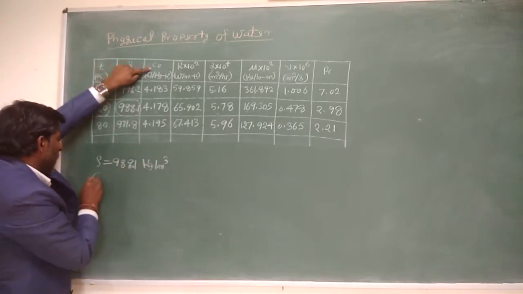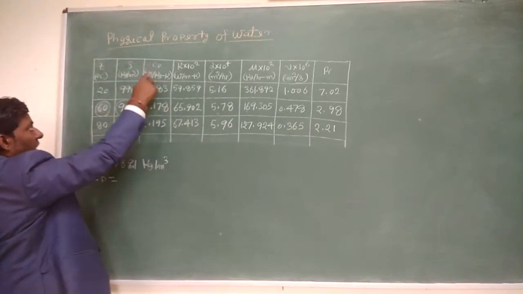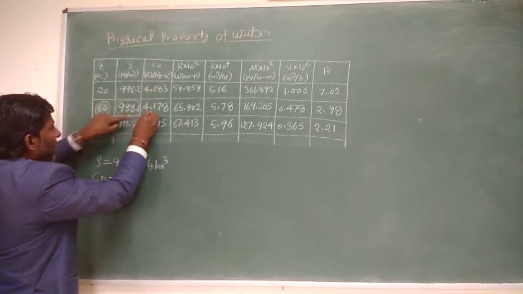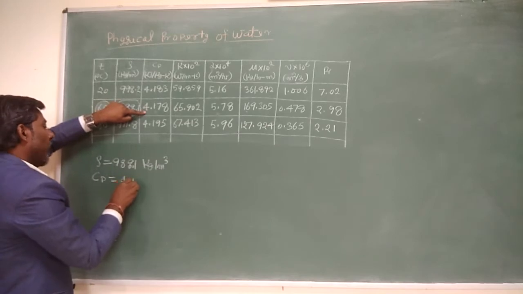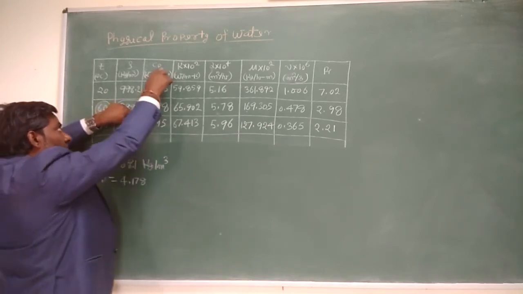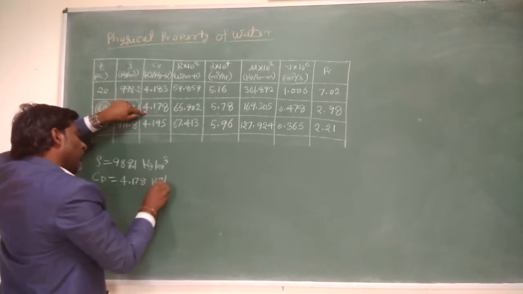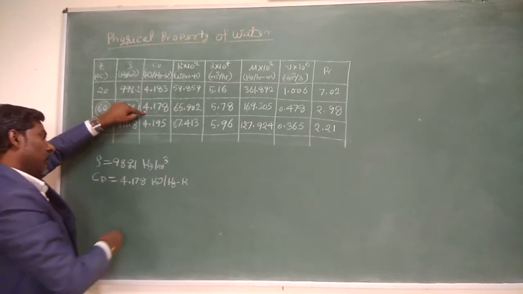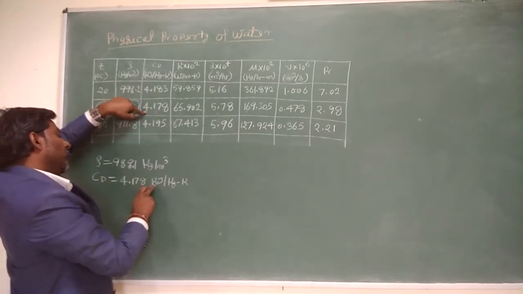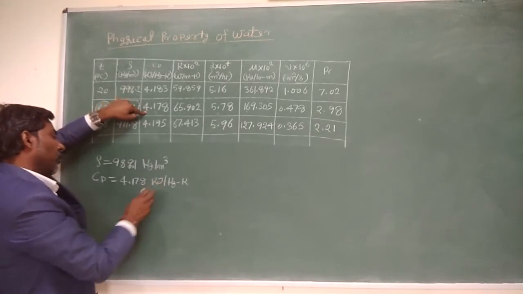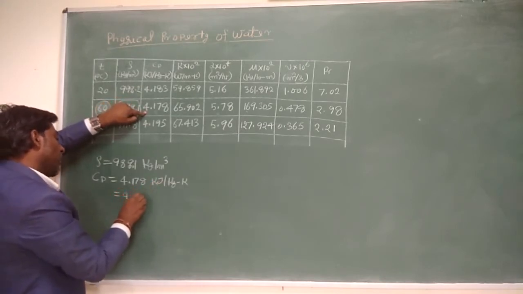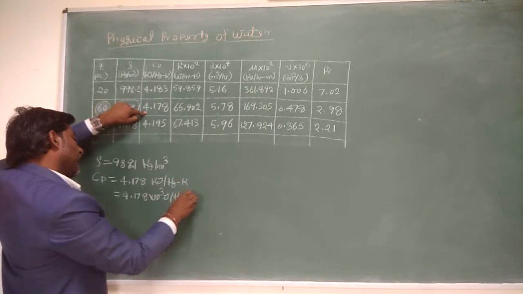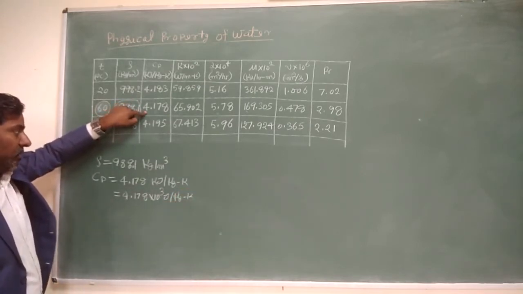Next is the specific heat. Cp is equal to, see the unit, kilojoule per kilogram Kelvin. At 60 degrees centigrade its value is 4.178, in kilojoule per kilogram Kelvin. If you want to convert into joule per kilogram Kelvin, you just multiply by 10 to the power 3. So that will be 4.178 into 10 to the power 3 joule per kilogram Kelvin. Just by multiplying this, you can convert.